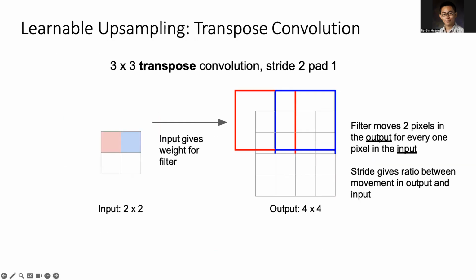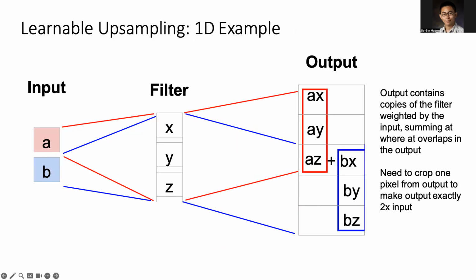Probably the most popular one is called the transpose convolution. Basically, the idea is that you also have learnable parameters to do upsampling. The concept is very simple. Given this input A and B, I want to generate a higher resolution output.